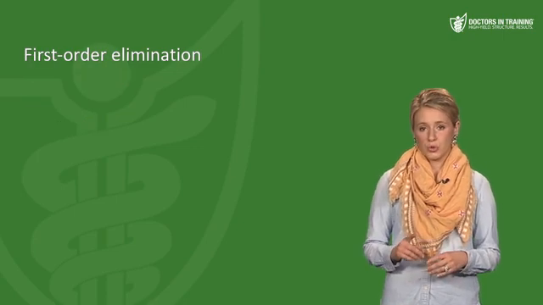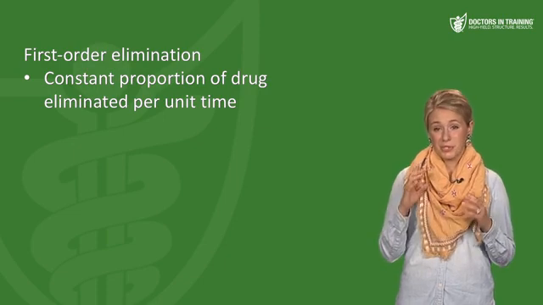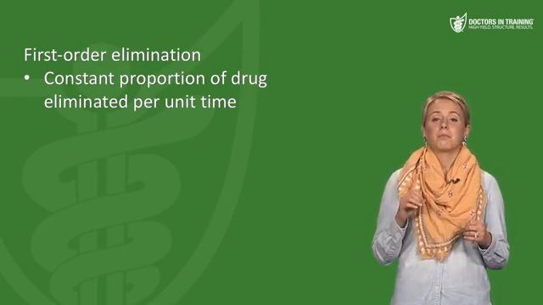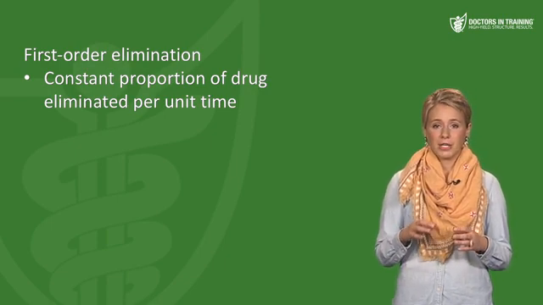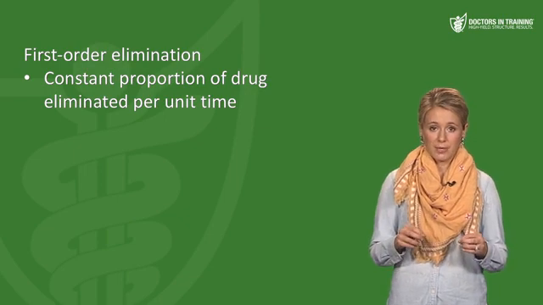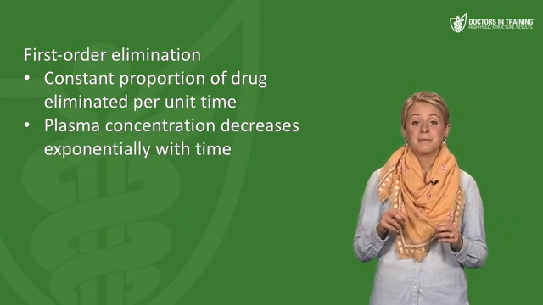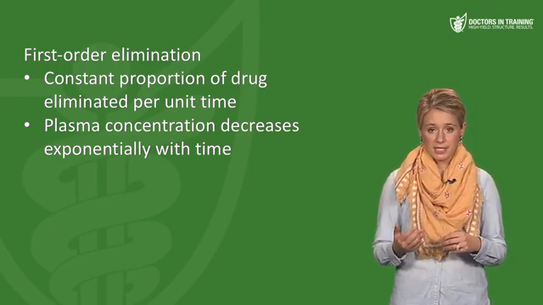And then there's first-order elimination. This is where a constant proportion or constant percentage of the drug is eliminated per unit of time. Zero order was a constant amount per hour, but first order is a constant percentage per hour. This means that the plasma concentration decreases, not linearly, but exponentially with time.